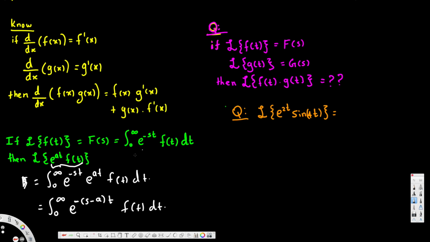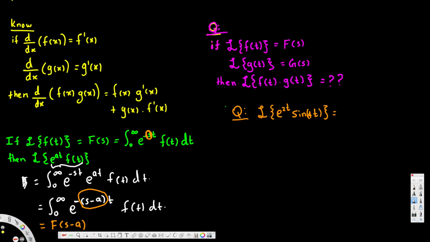Here you can compare: when we have e power negative st, that's equivalent to F of s. Here, instead of this s, we have s minus a. So it means this whole thing is equal to F of s minus a. That's what the translation theorem says. Now let's look at an example for that.